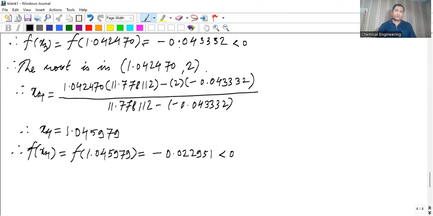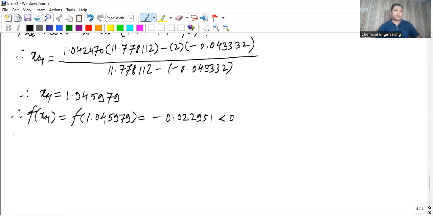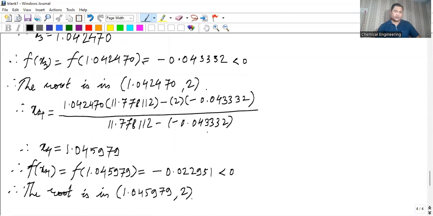So compare this value. It is 0.04 and this is 0.02, which is closer. So can we make the statement that the root is in 1.04597922? Okay, now see whether we have reached the accuracy or not.